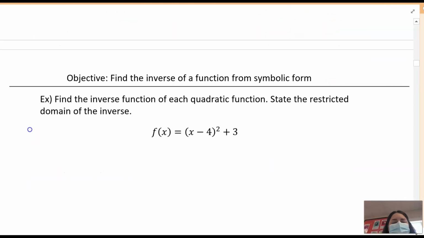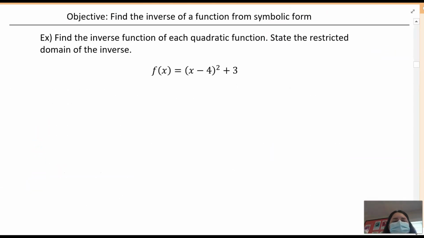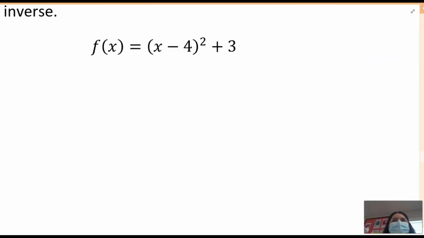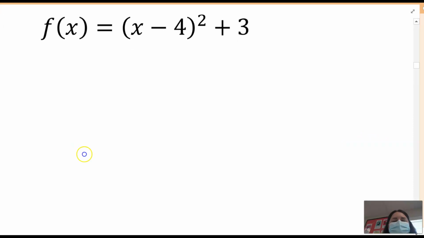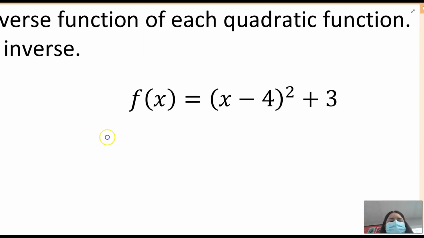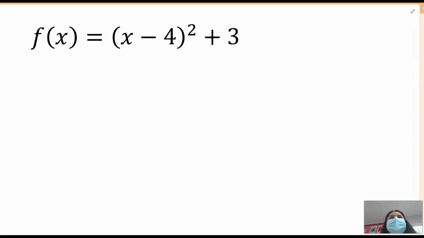All right, so let's look at an example. Can you guys please copy this in your notes? We have f of x equals (x minus 4) to the second power plus 3.